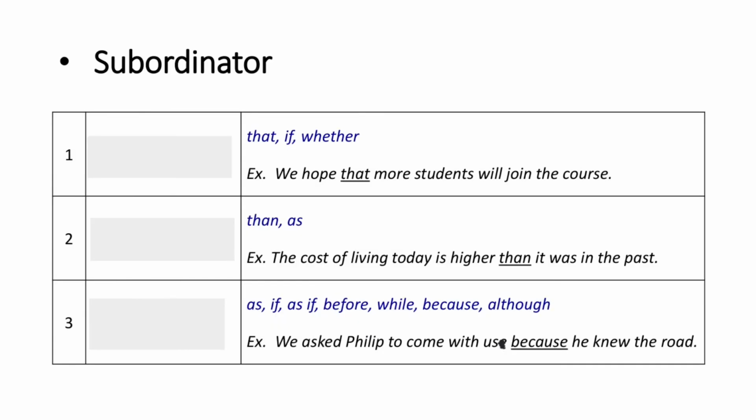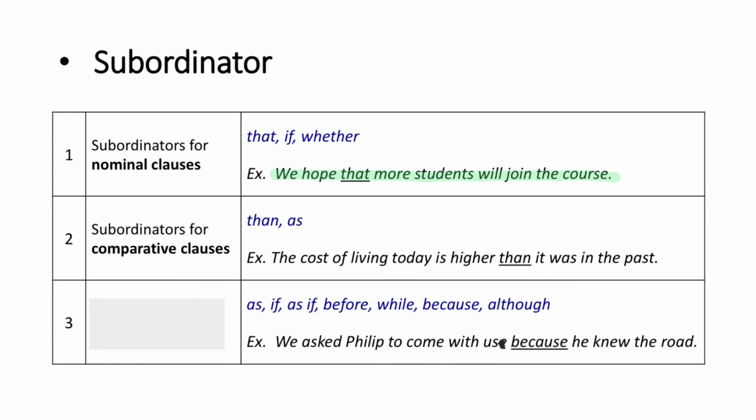Finally, let's have a look at subordinators. There are three categories of subordinators. Number 1, subordinators for nominal clauses. For example, that in the sentence, we hope that more students will join the course. Number 2, subordinators for comparative clauses. For example, than in the sentence, the cost of living today is higher than it was in the past. And number 3, subordinators for adverbial clauses. For example, because in the sentence, we asked Philip to come with us because he knew the road.